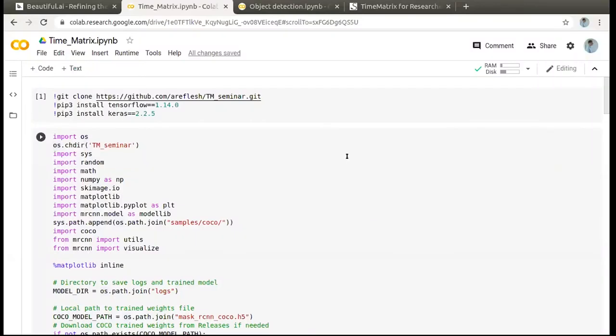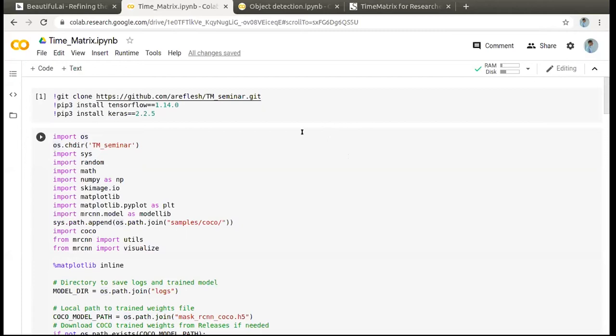In this presentation, it's just a couple of minutes. I would like to show the code of time matrix, how we did it. It's the simplest. I don't know if it would be interesting for you, but I just wanted to show you the code, that's all. So here I prepared an example in Google Colab of time matrix implementation.